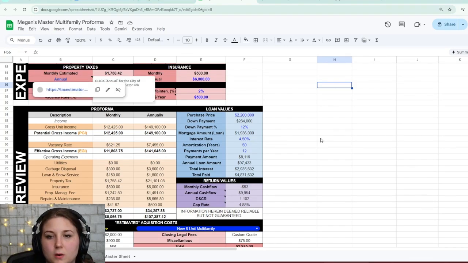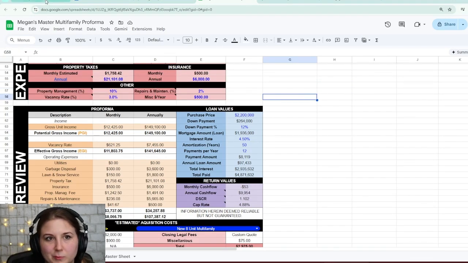Keep in mind, these are on-market properties and a lot of them are off-market that sell quicker.